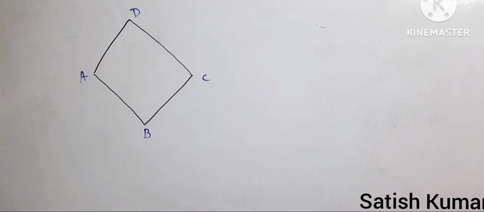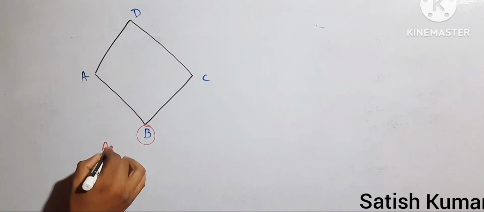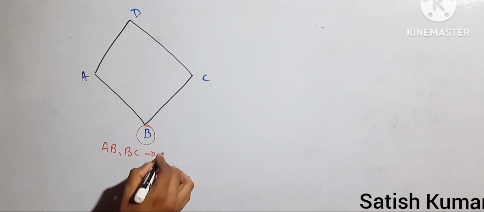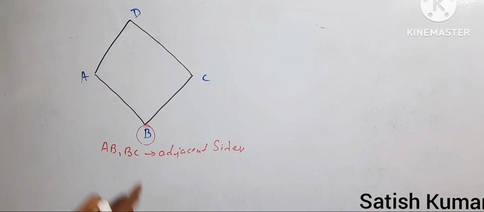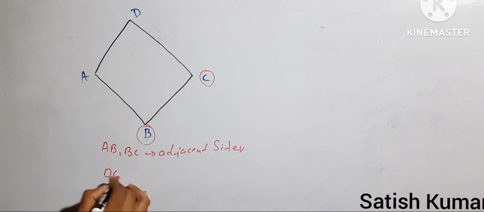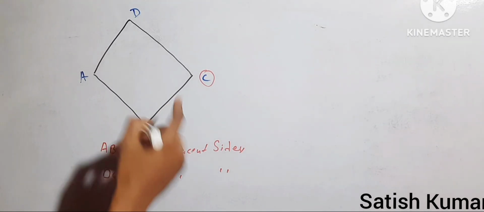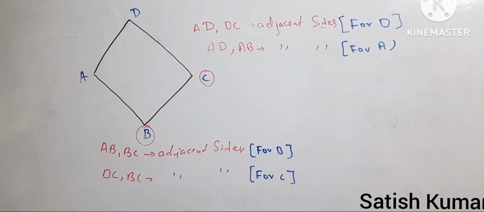See B. This B is a common vertex for AB and BC, since B appears in both AB and BC. So these two are adjacent sides with the common vertex B. For C, it will be DC and BC, adjacent sides again with common vertex C. So according to B, the adjacent sides are these.